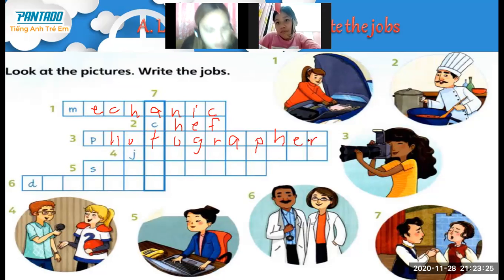Okay, then number four. Number four is a journalist. Okay. Journalist. Okay, number five. Start with letter S.